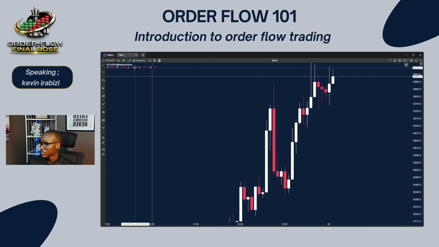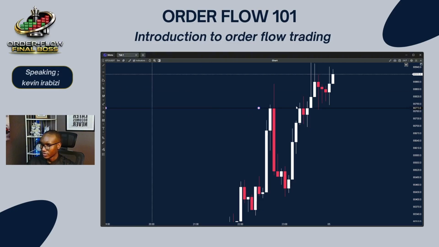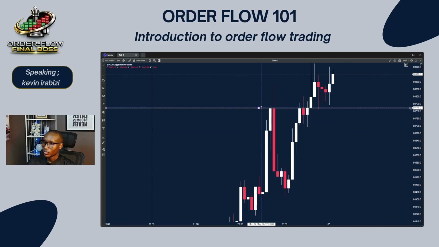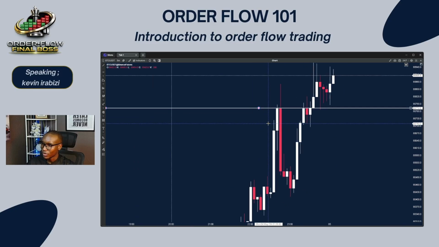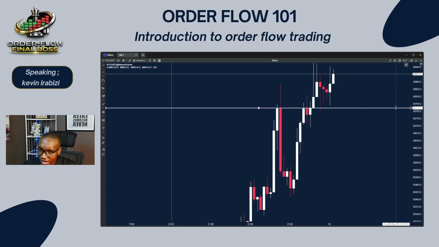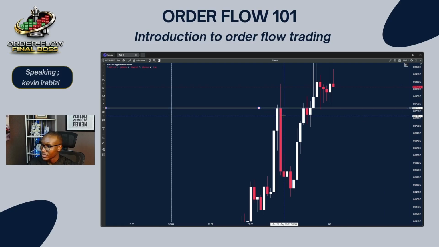Let me remove this. We're gonna use this. Fantastic. So big order comes in at price level. We are looking at this big bearish candle at price level 80,775. So price level 80, let's call it 80,000. Price level 80,000, you have 33 contracts selling aggressively.